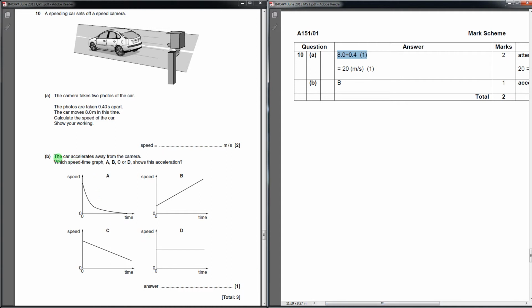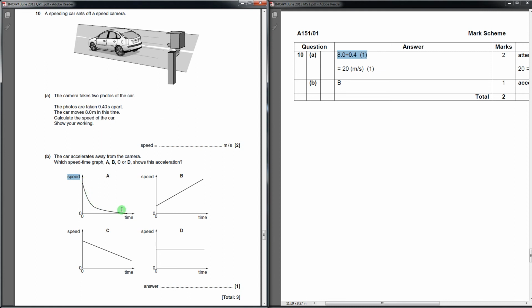Okay, the car accelerates away from the camera. This is part B. Which speed time graph A, B, C or D shows this acceleration? Well, accelerating away from the camera means the speed must be increasing. And the first thing you do when you've got graphs is look at the axes. Well, this is a speed time graph. So all we need to do is find a graph that shows the speed increasing.